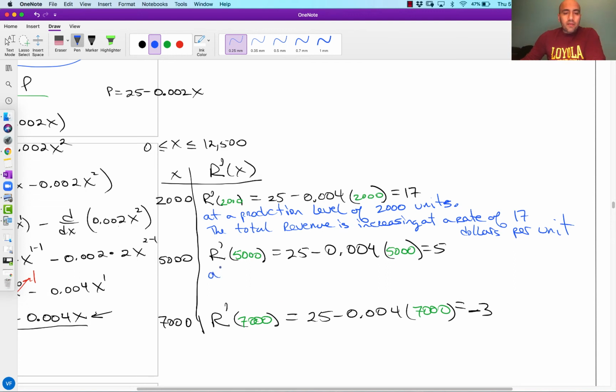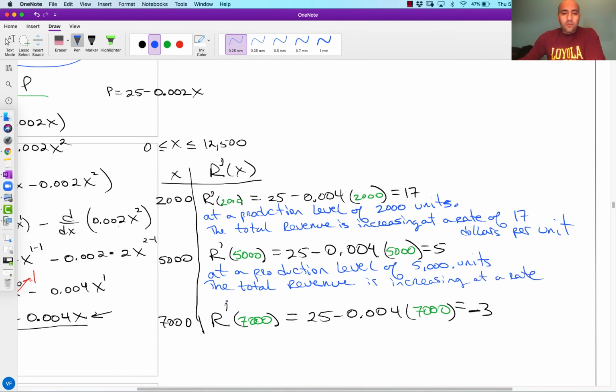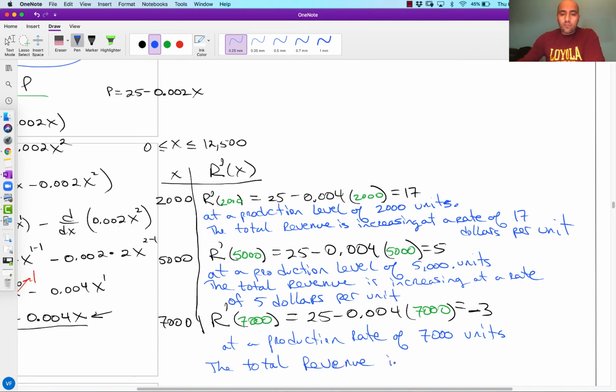Okay. Next, at a production level of 5,000 units, the total revenue is increasing at a rate of $5 per unit. Okay. And then finally, at a production level of 7,000 units, the total revenue is decreasing because it's negative, at a rate of $3 per unit.